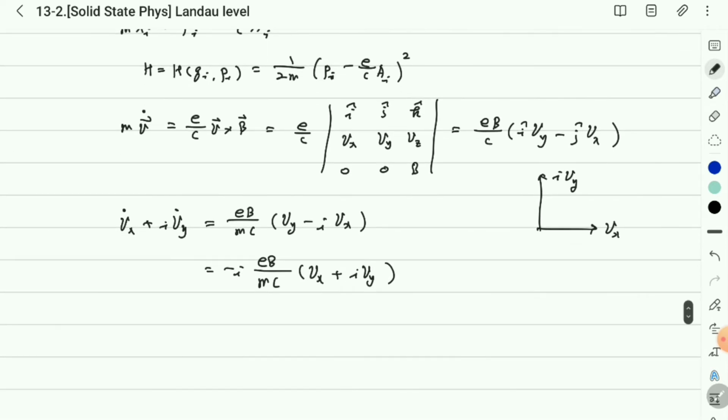Then here we can define the cyclotron frequency.